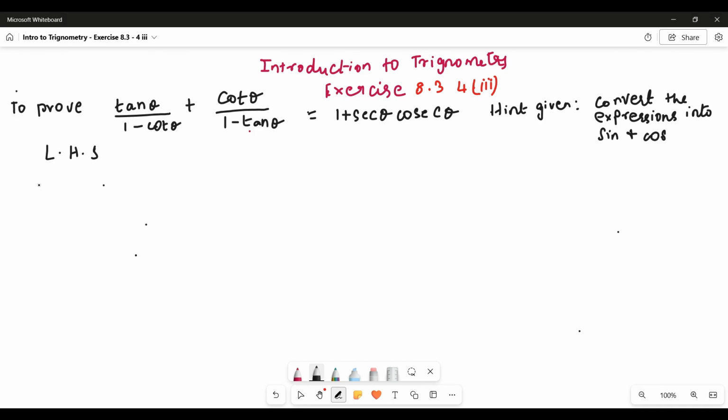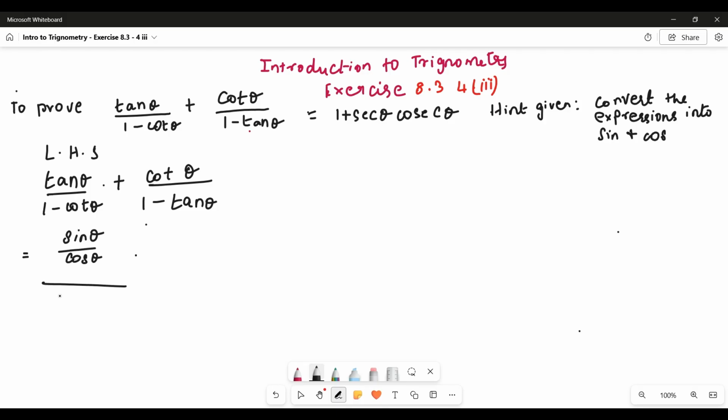I'll start with the LHS: tan theta over 1 minus cot theta plus cot theta over 1 minus tan theta. I'll convert them in terms of sine and cos first. Tan theta is sin theta over cos theta, and cot theta is cos theta over sin theta. The second term is cot theta, which is nothing but cos theta over sin theta, over 1 minus sin theta over cos theta.